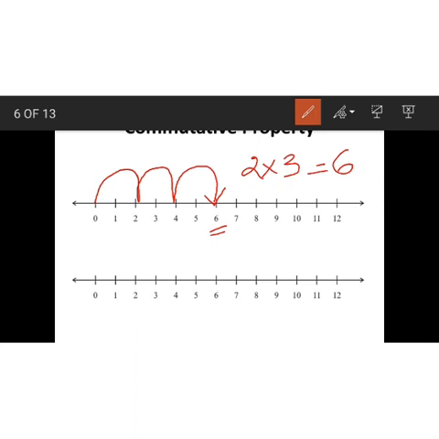Now what about when we are interchanging these? That means 3 into 2. So we have to move from 0 to 3. How many times do we have to move? It is 2 times. So 1 time, then 2 times. We have reached 6. So here also we have got the answer as 6. That means 2 into 3 is equal to 3 into 2. That means we have got the same result even if we have interchanged these numbers.